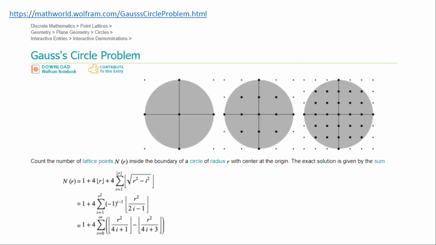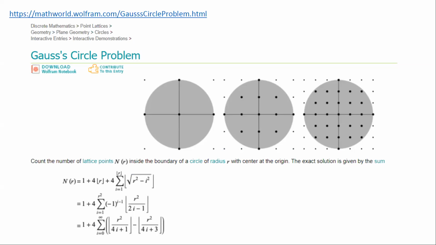So the first is the famous Gauss circle problem. And what I love about this is you can get extremely excited and think that you have made a major advance just because of a confusion of notation. So the question is, consider the standard integer lattice. How many points lie inside a circle of radius r?